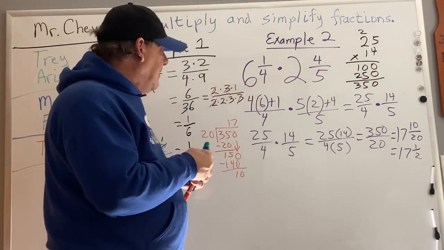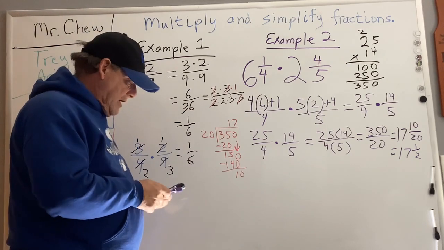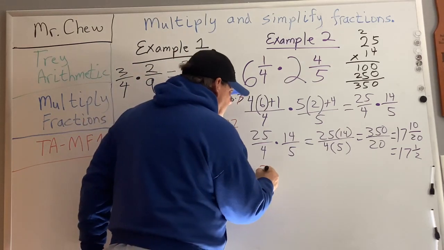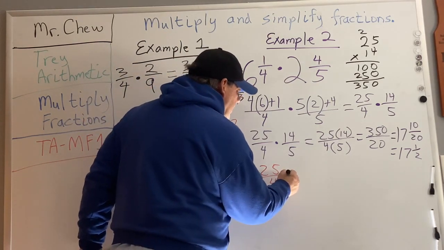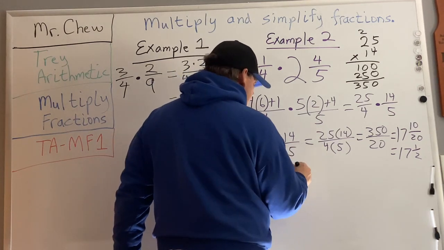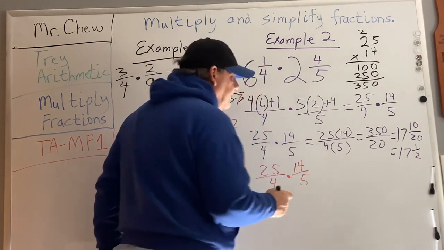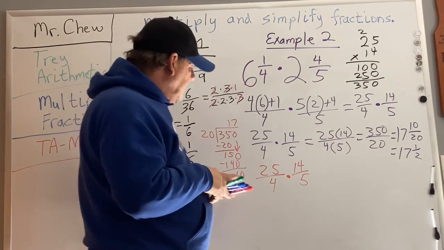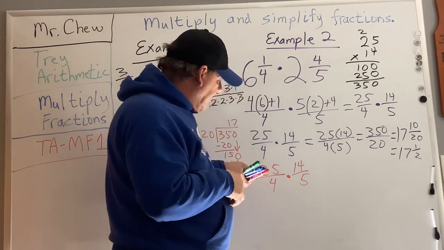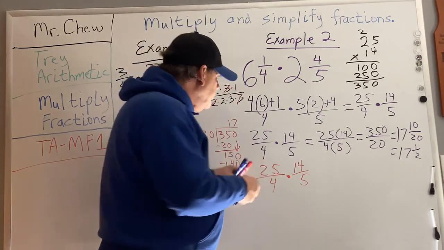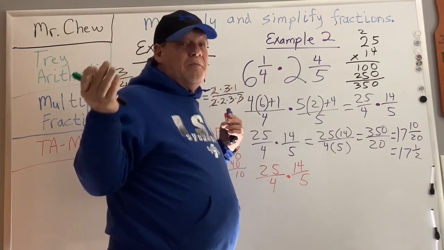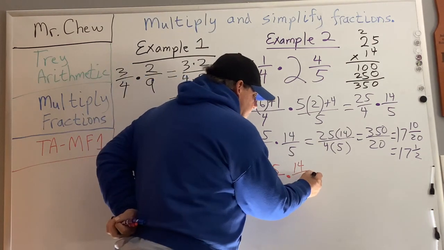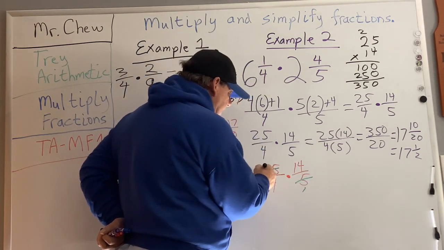So you're saying, yeah, but was there an easier way? Yes, we can use this shortcut. So let's see what the shortcut looks like. So we have 25 over 4 times 14 over 5. So I look at my diagonal. Is there anything I can divide 25 and 5 by? You have to be able to think of that greatest common factor. Ends up being 5. 5 divided by 5 is 1. 25 divided by 5 is 5.